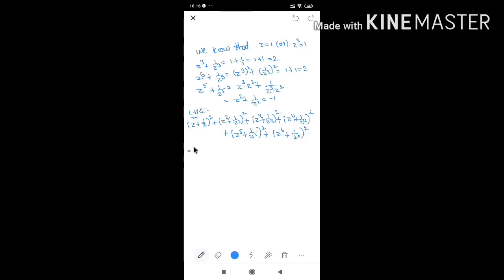So here we got this value previously as minus 1, z square plus 1 by z square also minus 1, z cube plus 1 by z cube, here we have 2 square. Again z power 4 plus 1 by z power 4 value minus 1, z power 5 plus 1 by z power 5 value also minus 1, z power 6 plus 1 by z power 6 value we got 2. So it is equal to 1 plus 1, 2 square 4, plus 1 plus 1 again 2 square 4, 4 plus 4 is 8, 8 plus 1 is 9, 10, 11, 12. So this is equal to 12. So the required answer has been proved.